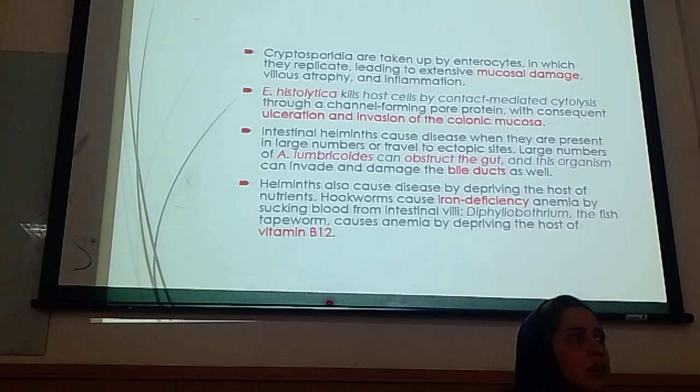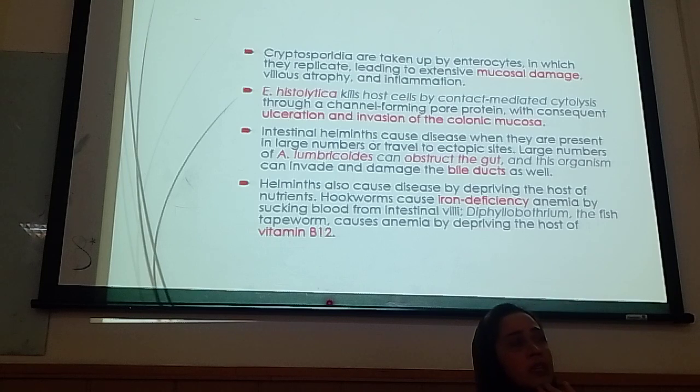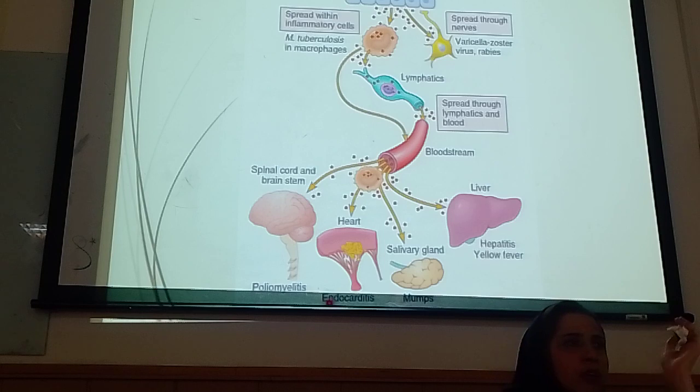And some of them, like Cryptosporidium, cause mucosal damage again, villus atrophy, and inflammation, but some of them cause infiltration and invade, such as Entamoeba histolytica. And some, for example helminths, cause disease by obstruction of the GI tract, some by sucking blood, and they cause iron deficiency, or some of them may cause deficiency of vitamin B12. Okay? These are the routes of entry and dissemination of microbes.